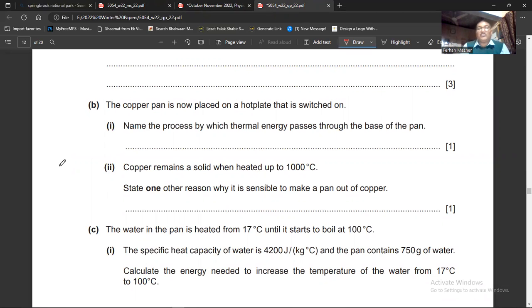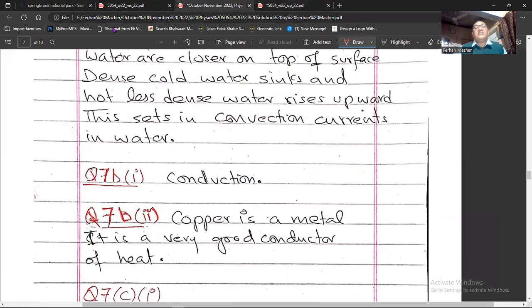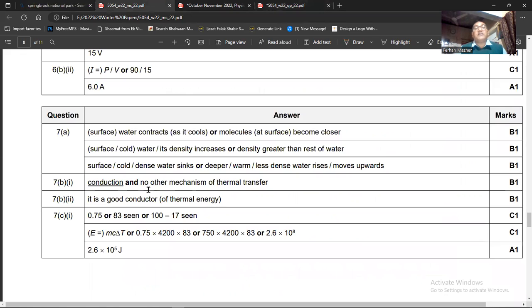The base of the pan is solid, made of metal, and thermal energy transfers through solids with the help of conduction. So the answer is conduction. Question number 7, B part: conduction.